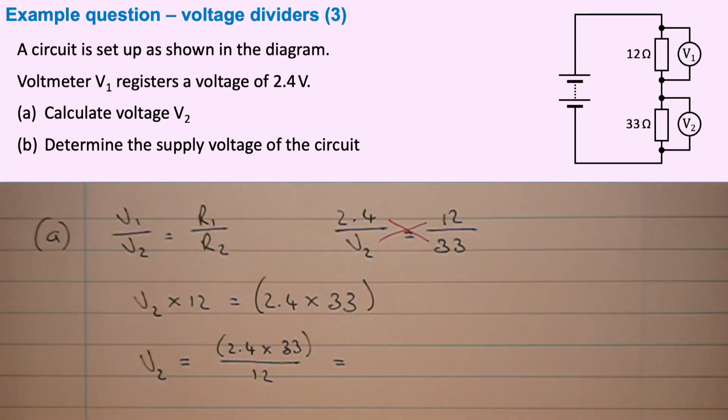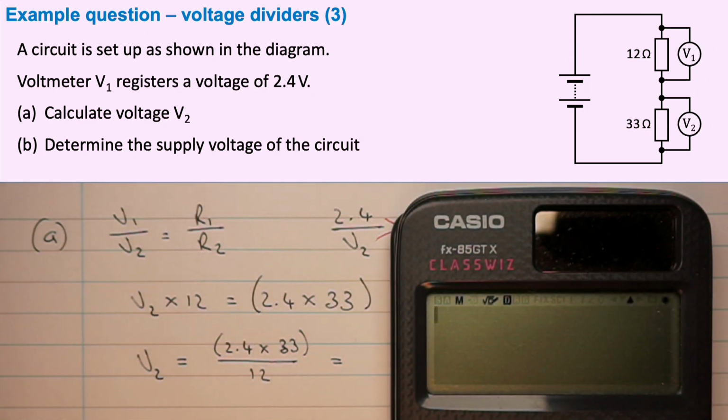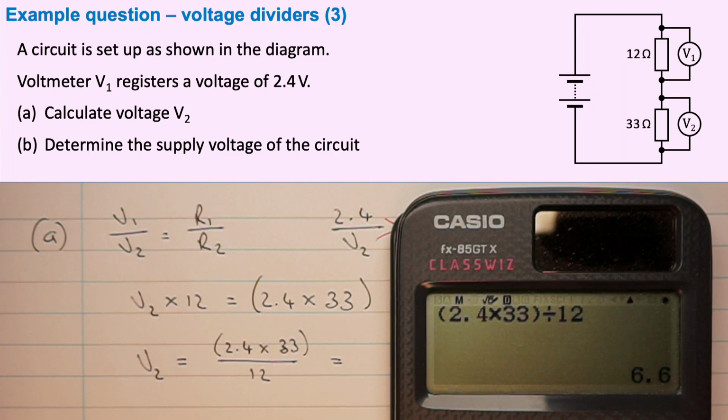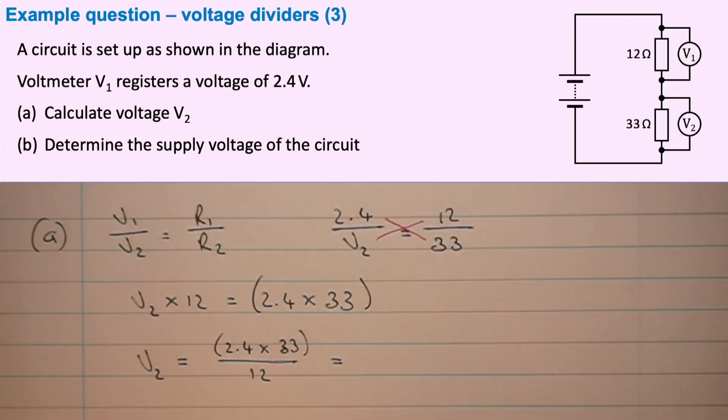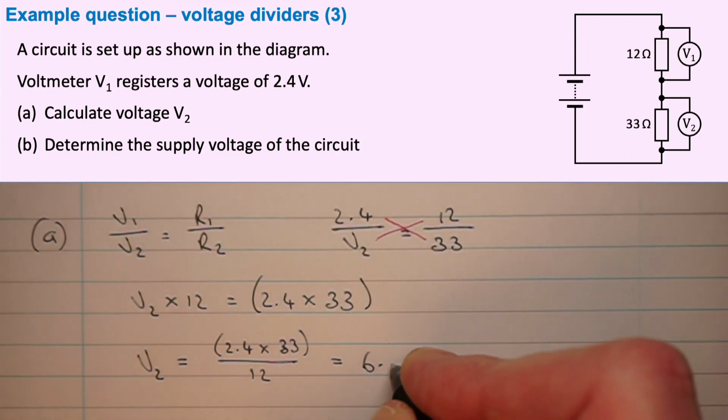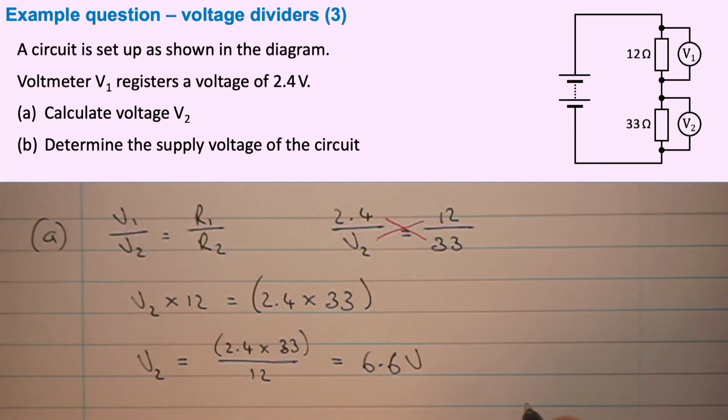That will be V2. Find the calculator again. So in brackets, 2.4 times 33 divided by 12. Whoops, that's not 12, that's 22. So change that number there. That gives me 33 over 5. Press SD, it gives me 6.6 volts. There we have it. 6.6 volts. So that's part A.